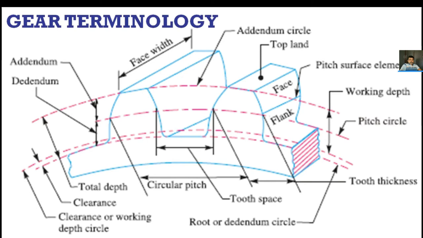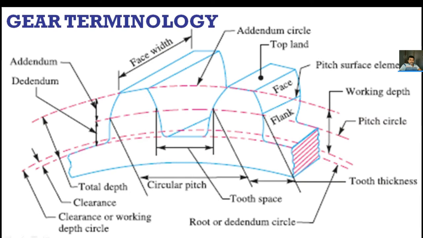So, you will find an infinite number of points on the circumference of the circle. Obviously, you can draw an infinite number of radial lines. On any of these radial lines, if you measure the distance between the pitch circle and the addendum circle, that is the radial distance or the radial difference of distance between addendum circle and pitch circle, right? That radial distance is known as addendum.